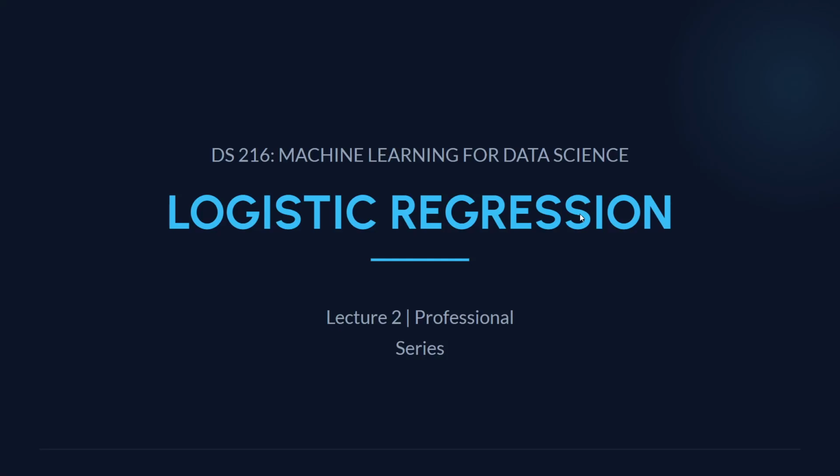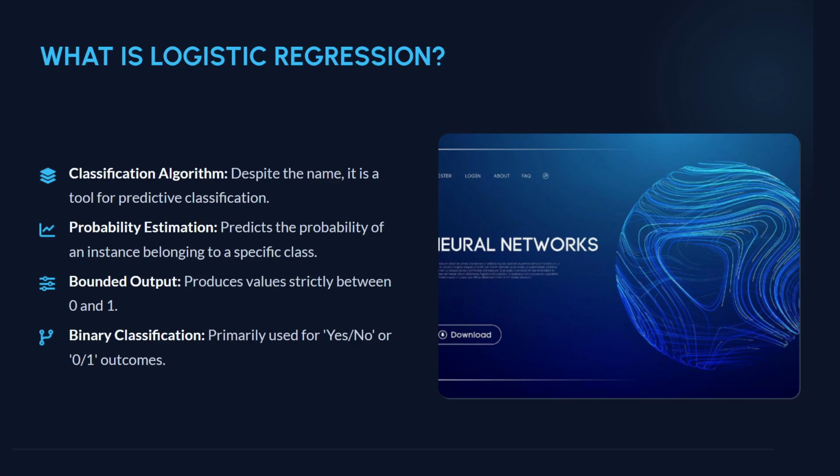Hi guys, so today we'll be learning about logistic regression. This is another machine learning algorithm. Now, what is logistic regression? It is a classification algorithm. Despite the name, it is a tool for predictive classification. Although the name says regression, it is not a regression problem.